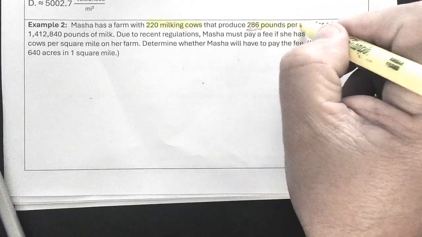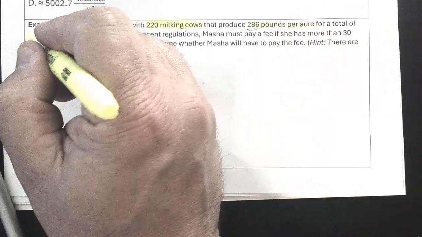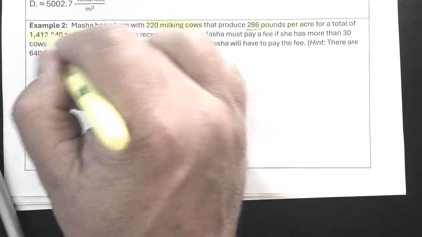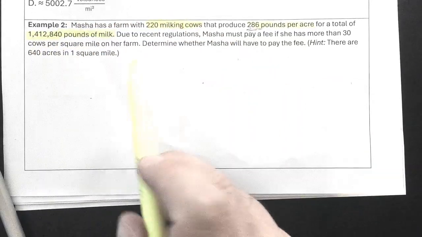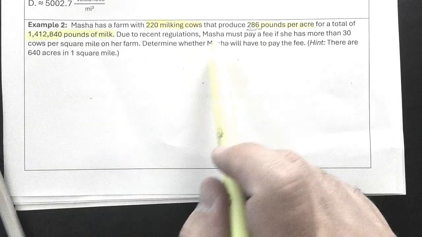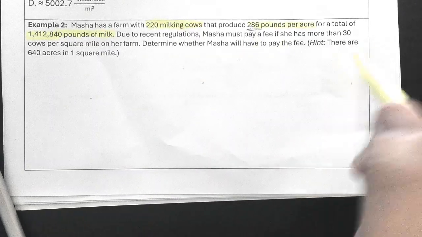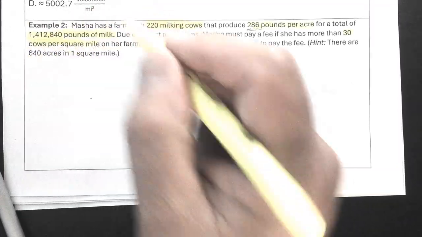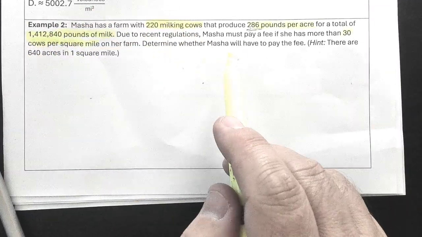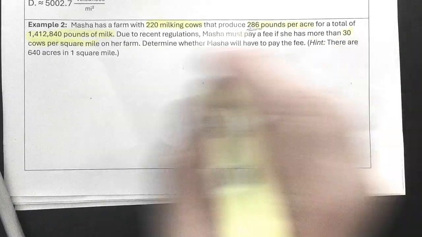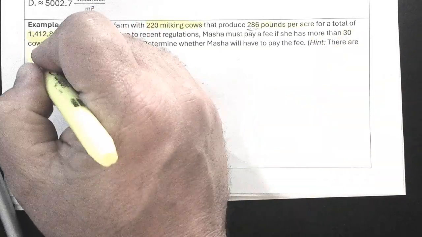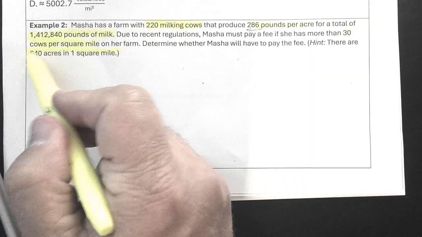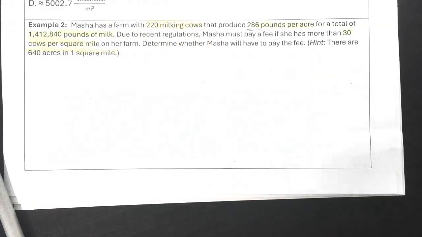So they produce 286 pounds per acre for a total of 1,412,840 pounds of milk. That's a lot of milk. So, due to recent regulations, Masha must pay a fee if she has more than 30 cows per square mile on her farm. Determine whether she's going to have to pay the fee. Hint. Sorry if you hear my kids yelling in the background. So the hint is that 640 acres make a square mile.